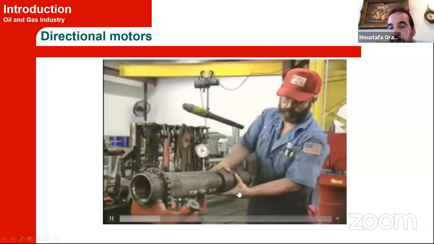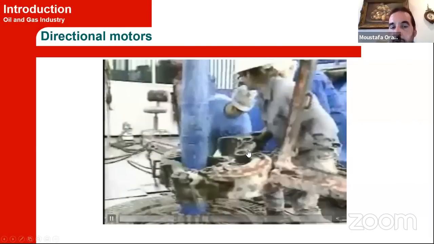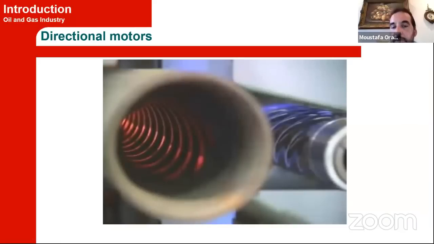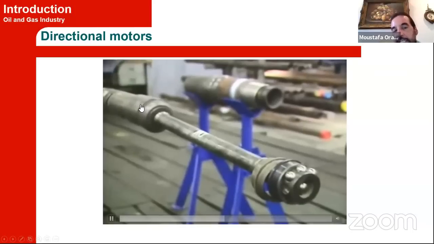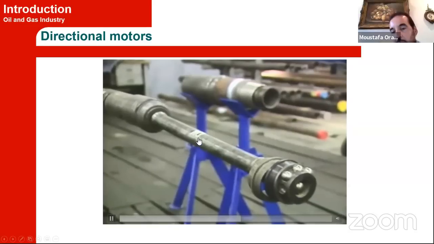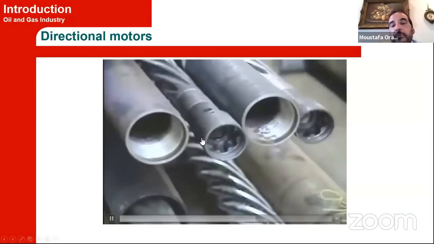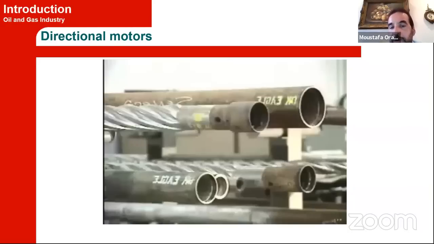This was called the bent housing. This is the bent housing that actually goes for the directional control. As you can see, this is what's called the bent housing. This can actually create the angle. And you can see there's some flexibility in there that actually drives this motor into taking an angle and orienting it. So going from vertical to deviated to horizontal is controlled by this type of motor.